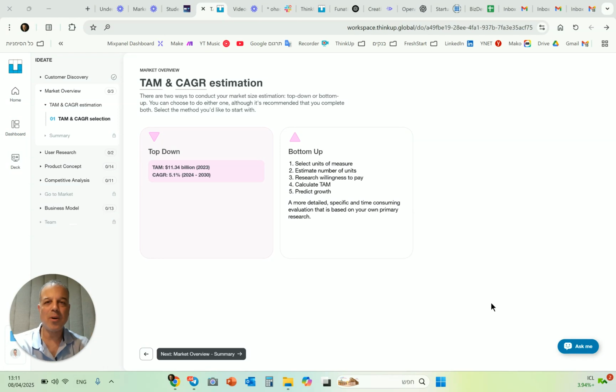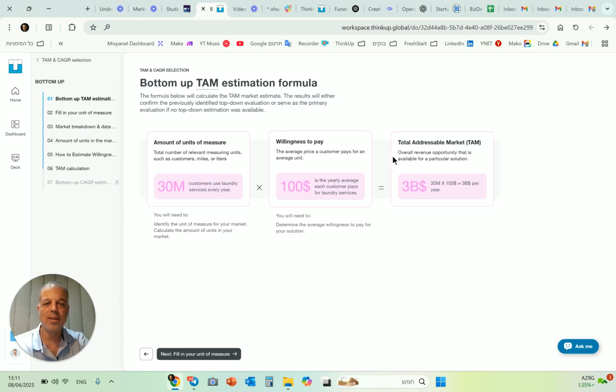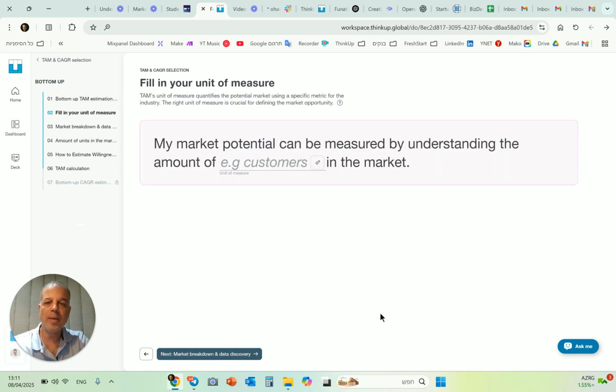Now let's see how the bottom-up approach looks on ThinkUp. I'm going to click on it, and then it's an info page explaining the formula. Spend some time, read it, understand what the units of measure are, what the willingness to pay is, and how you calculate the formula. Super important.